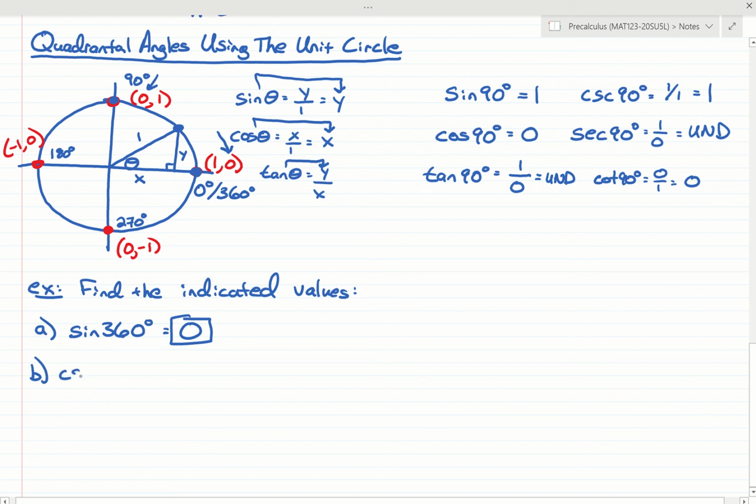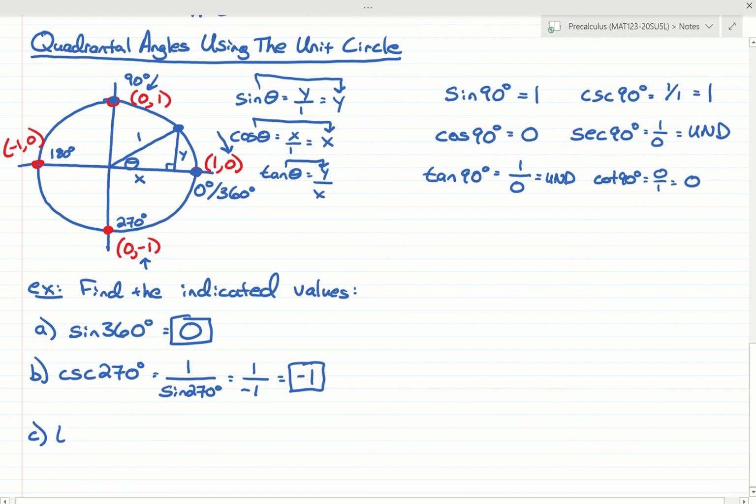What about the cosecant of 270? Well, what we do is we figure out the sine value, and the answer is going to be 1 over the sine value at 270. Sine value at 270 is the y value, so the answer is -1. 1 over -1 is -1.